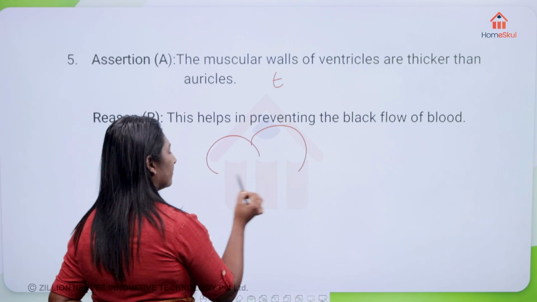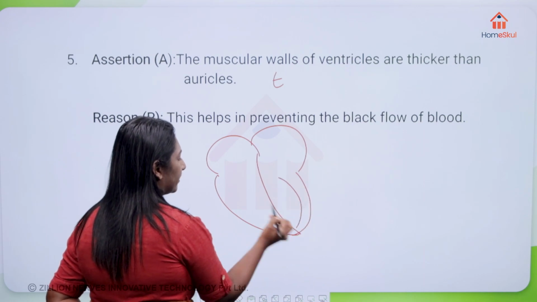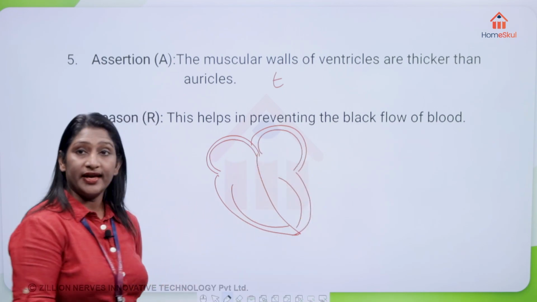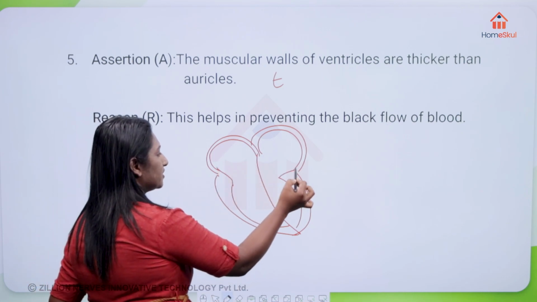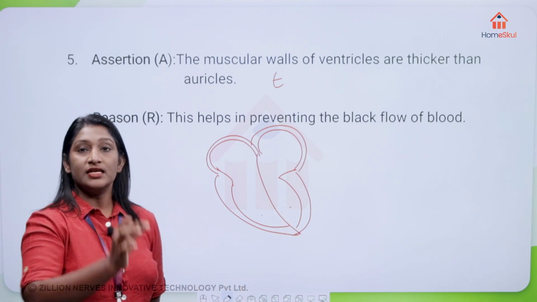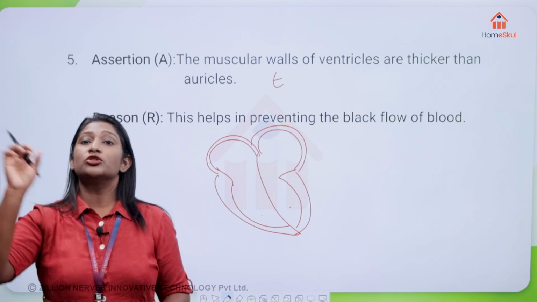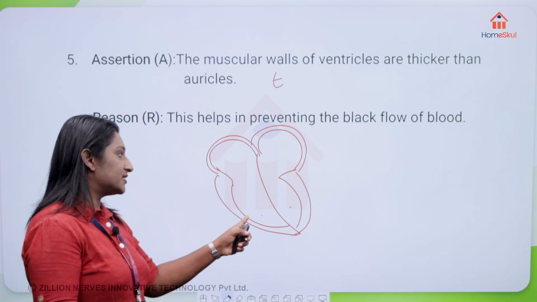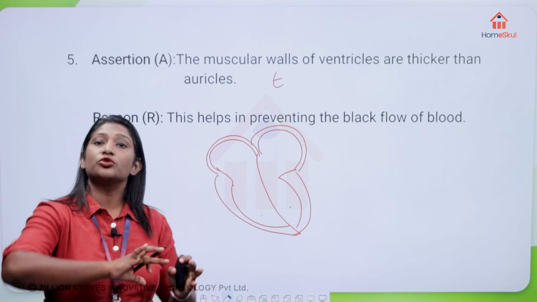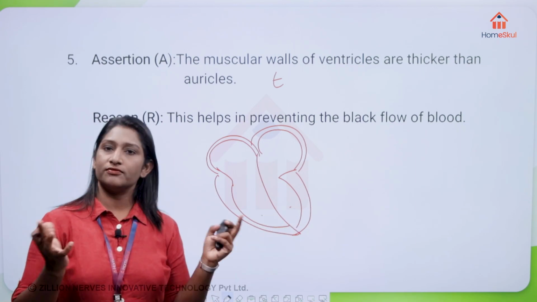See, the heart has four chambers separated by a septum, and the walls of ventricles are thicker than the walls of atria. And why? What is the reason for this? Because ventricles supply blood from the heart, pumping it at high pressure throughout the body and to the lungs. From the right side it goes towards the lungs, and from the left side towards the body. That's a fact. Because of that, ventricular walls are thicker.